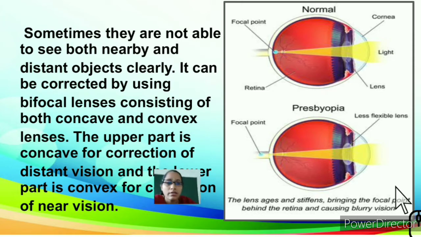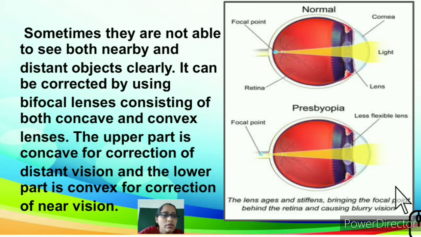So here you can see the image of the normal eye. The light enters through the cornea, passes through the iris and ciliary muscles, through the lens, and reaches the retina, the retinal point. What happens in presbyopia is, here you can see that the flexibility of the lens is lost, and the focal point is increased and it goes beyond the retina. So they are sometimes not able to see the nearby nor the far off objects.